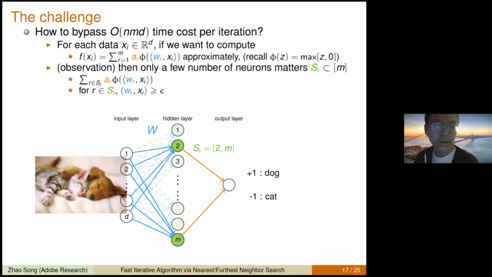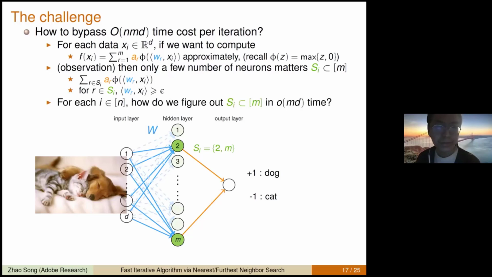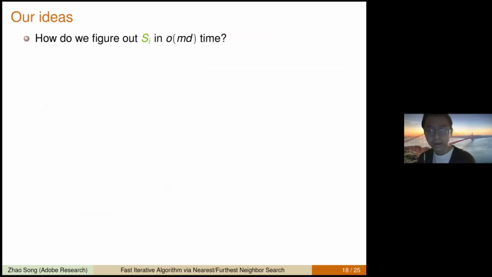But this algorithm is very naive because I'm checking all the neurons. Once you check all the neurons, of course, you know which neuron is active and which is not, but this already spends O(nmd) time. So the major issue we need to overcome here is to figure out a set of important or active neurons without looking at each of them, in sublinear time.